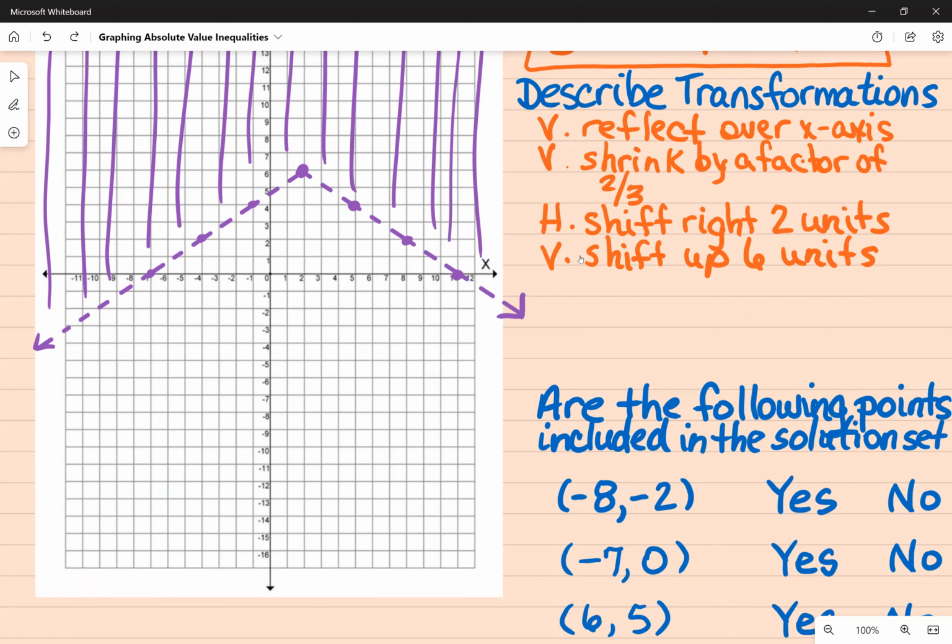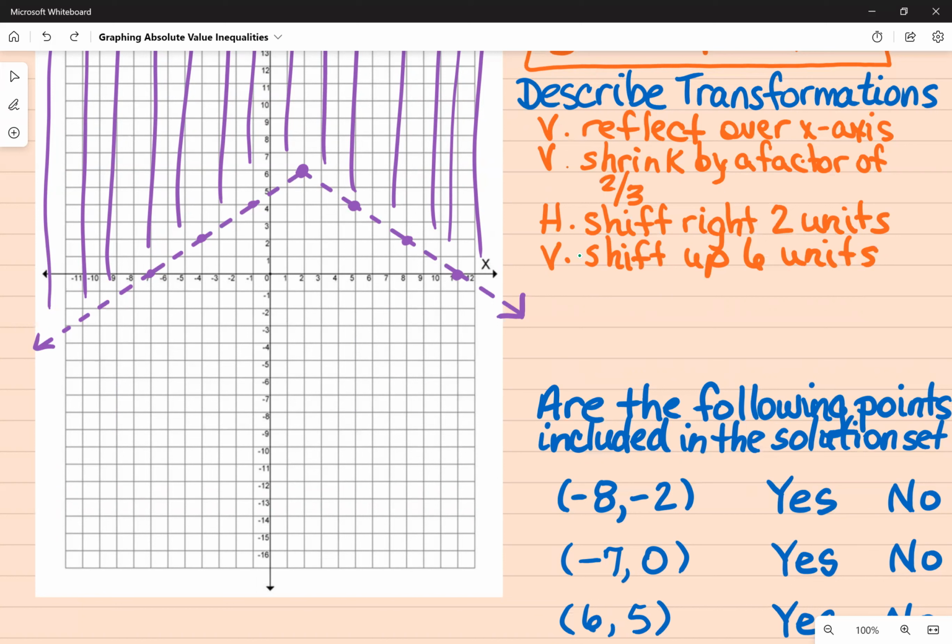Well, if it's a solid line, that means all of the points that are on that solid line are included and they're considered a solution. If it's in the shaded area, that means it's part of the solution. If it does not fit any of those 2 criteria that I just said, then the answer will be no.